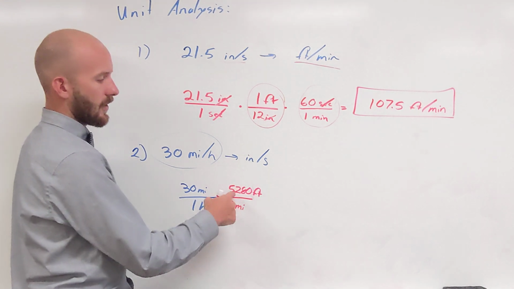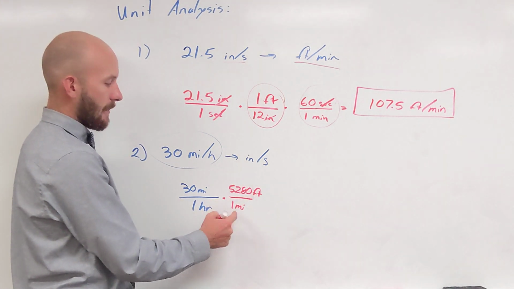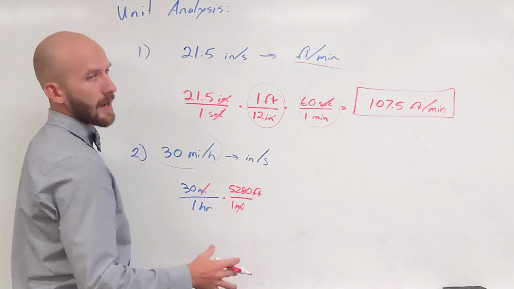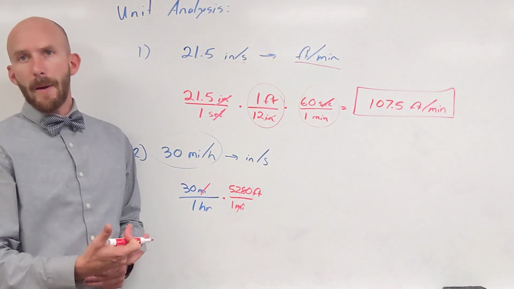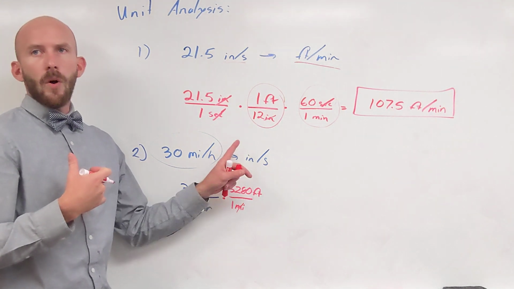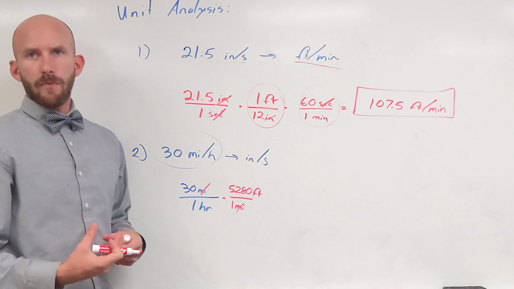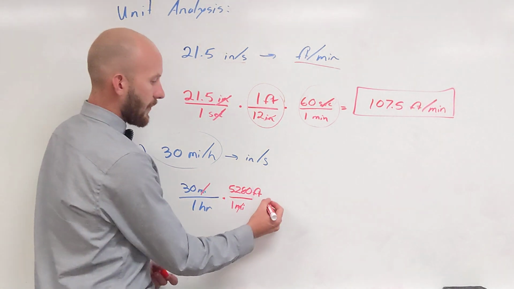So 5,280 feet is 1 mile. I put the miles on the denominator because I want those to cancel. And I like to cancel stuff as I go. It helps me keep track of where I'm at. Okay? So now I'm in feet, but I want inches. So what's my conversion factor from feet to inches? 12 inches in a foot. 12 inches is 1 foot.